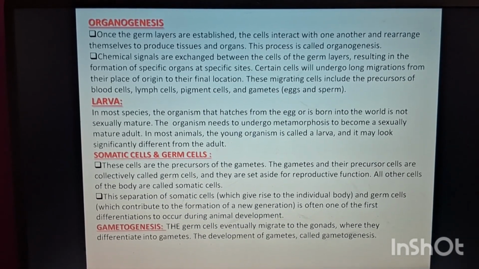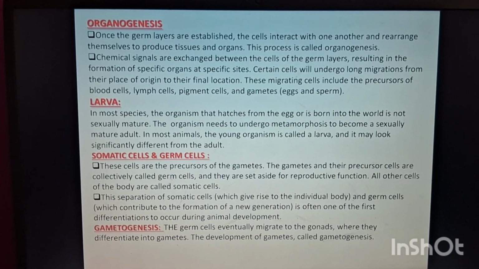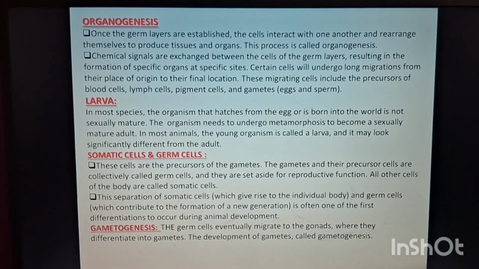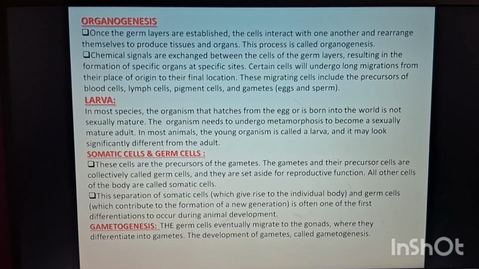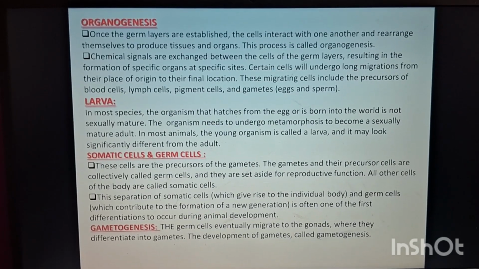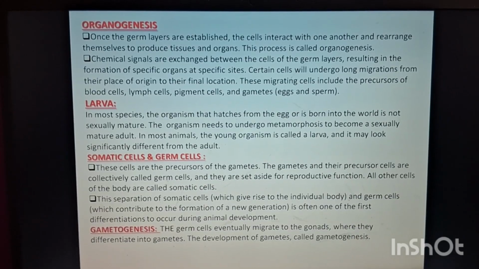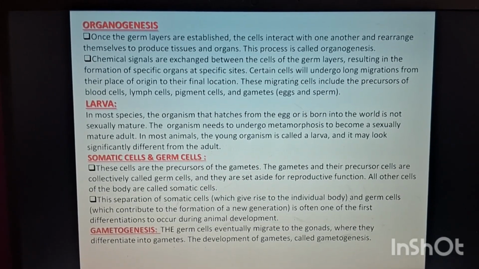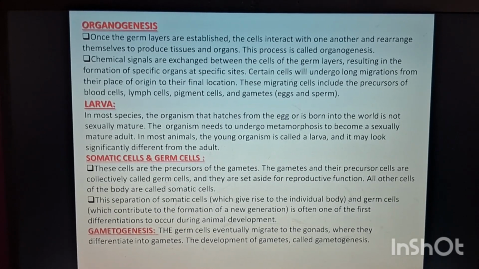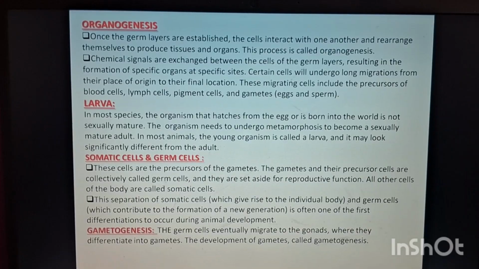It means the process where cells interact, move and rearrange themselves to create tissues and organs inside a developing embryo. This process is called organogenesis. And how does organogenesis work? Cells send chemical signals to each other, so they know exactly where to go and what organ to form. Some cells travel long distances from where they started to reach their final destination.